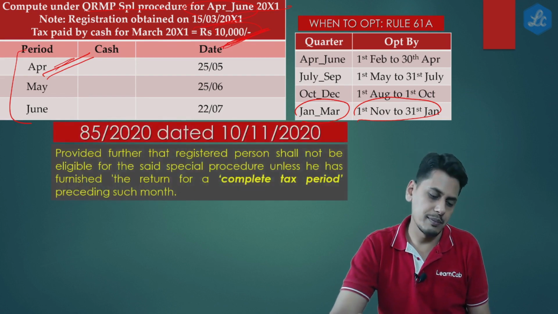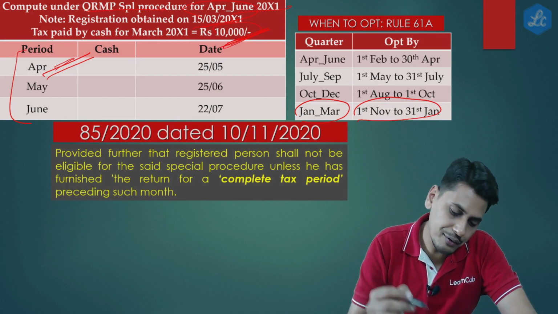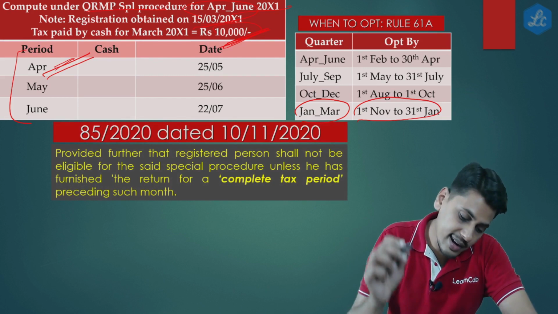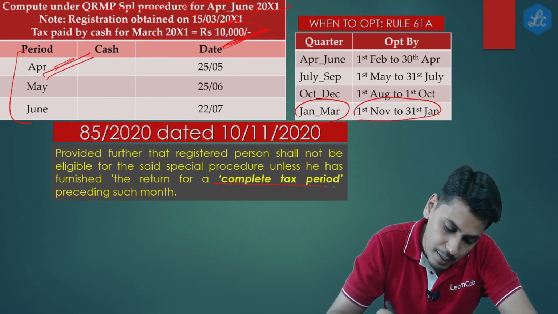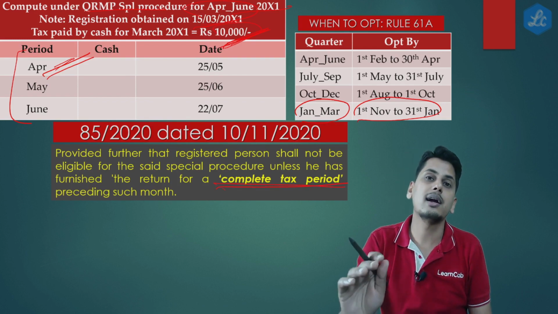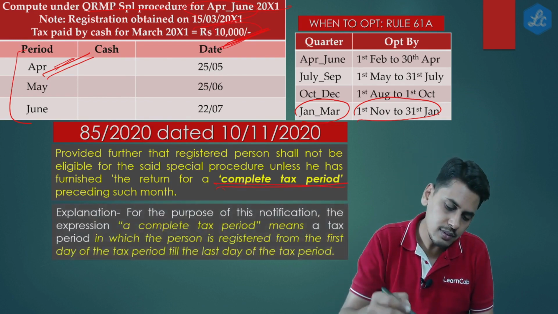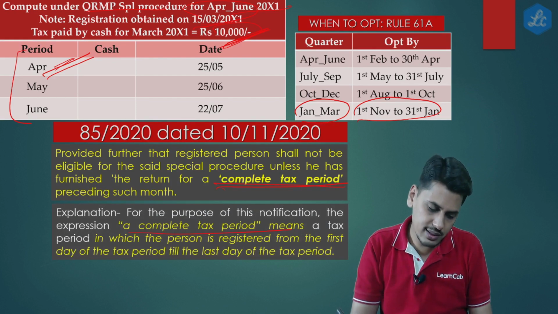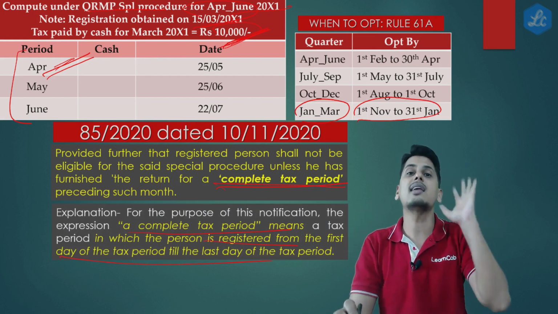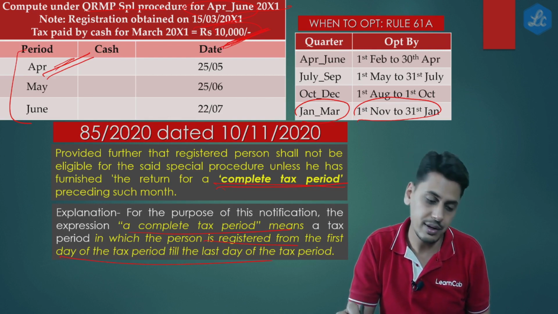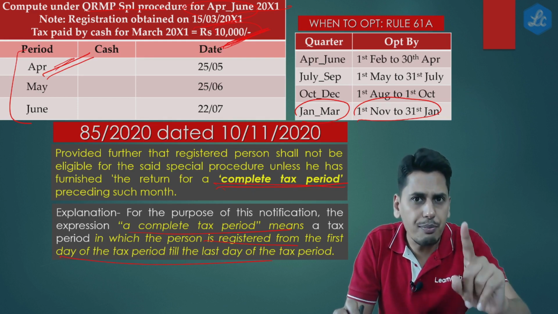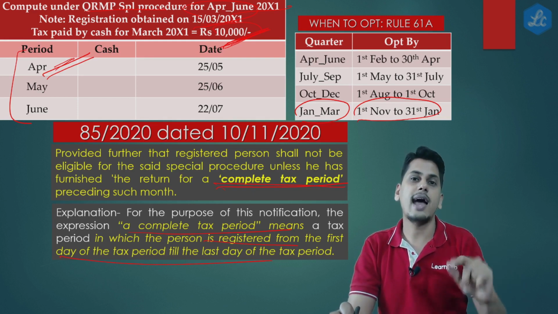Let's have a look. What does the provision say? The provision says that provided further that the registered person shall not be eligible for the said special procedure unless he has furnished a return for a complete tax period preceding such month. What is meant by complete tax period? A complete tax period means in which the person is registered from the first day of the tax period till the last day of the tax period. Now friends, he has filed a return for the month of March, but was the month of March a complete tax period? The answer is no.